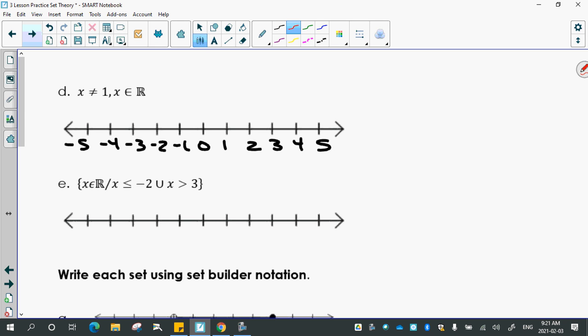Anyone want to describe what they drew here for this one? Jack? An open circle above 1, yes, agreed, and then arrows going all the way to the end. Both directions, yes. Okay, so every number except 1. Very good, okay. Here we've got a union. So this symbol is important. It means there's going to be two kind of separate sets on the same number line.